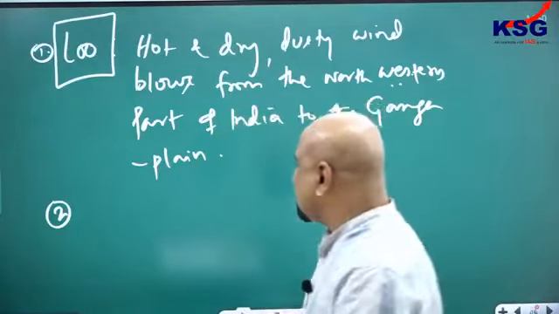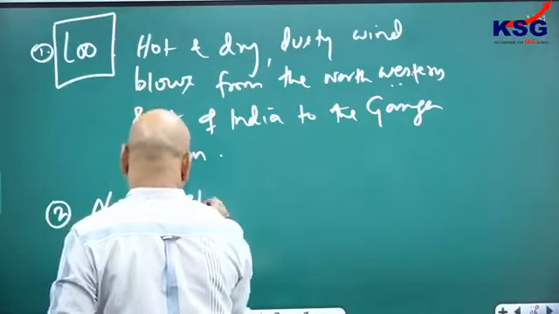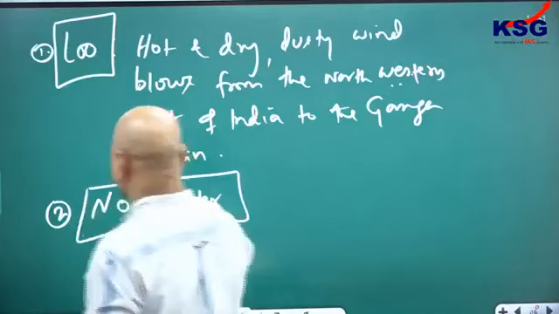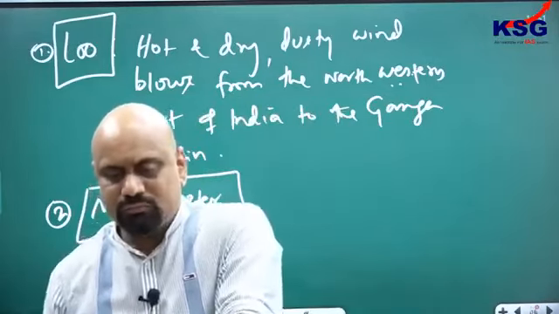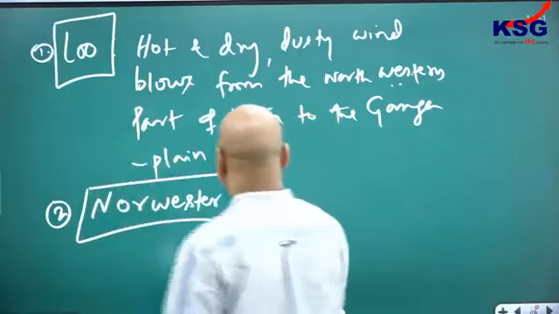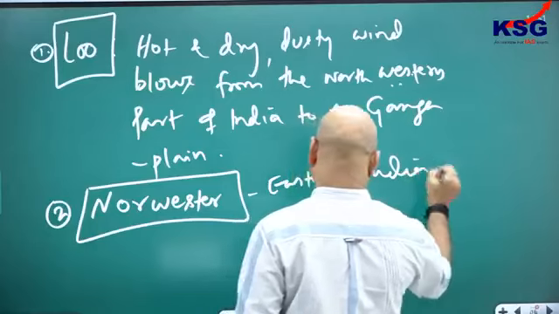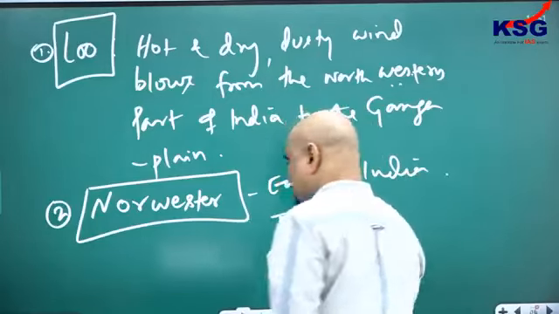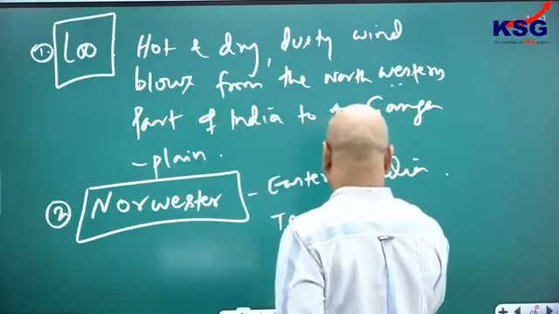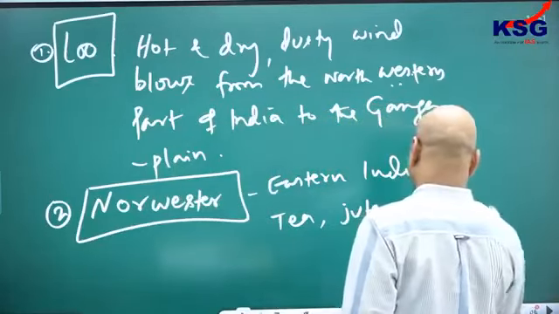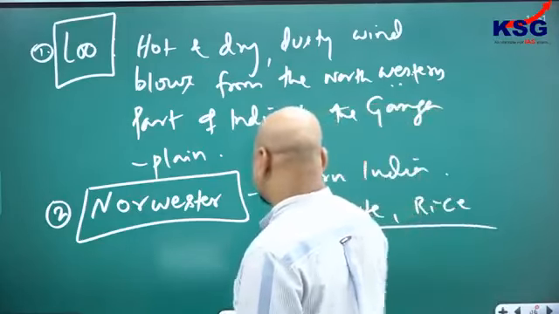You have another one, nor'wester. Do you know about this nor'wester? Anyone? In the local wind also I told you nor'wester. Nor'wester is mostly in eastern India. It is suitable for tea cultivation, jute cultivation and rice cultivation. Most suitable for tea, jute and rice cultivation here, nor'wester.